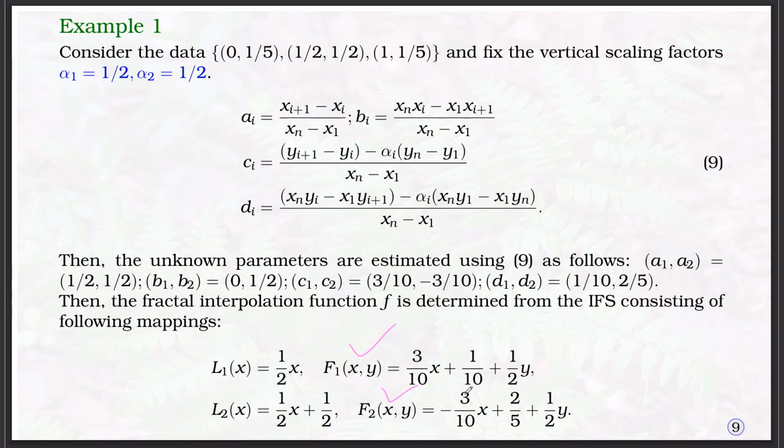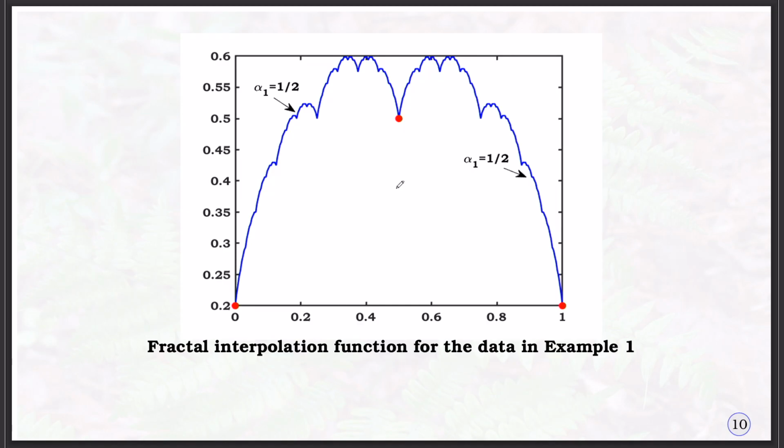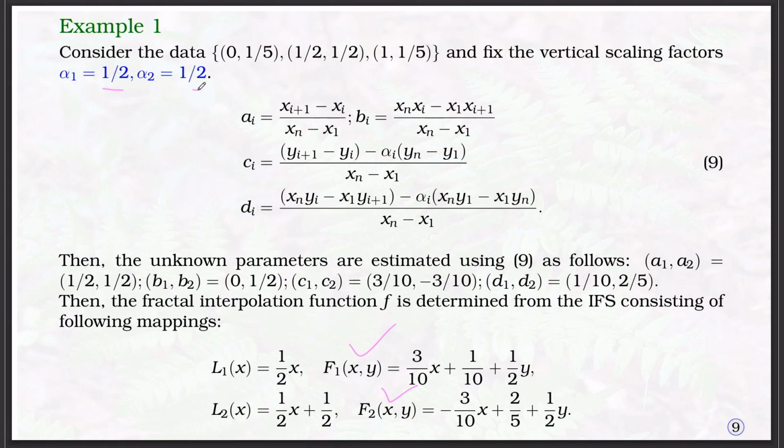Now the fractal interpolation function generated by this iterated function system is depicted here. You can see that as we increase the iterations, one can get this type of function. Now in the linear interpolation we are getting this type of curve, a line joining two data points. While choosing alpha as 1 by 2 in both intervals, we are getting this type of curve. Here I am taking both positive and equal.